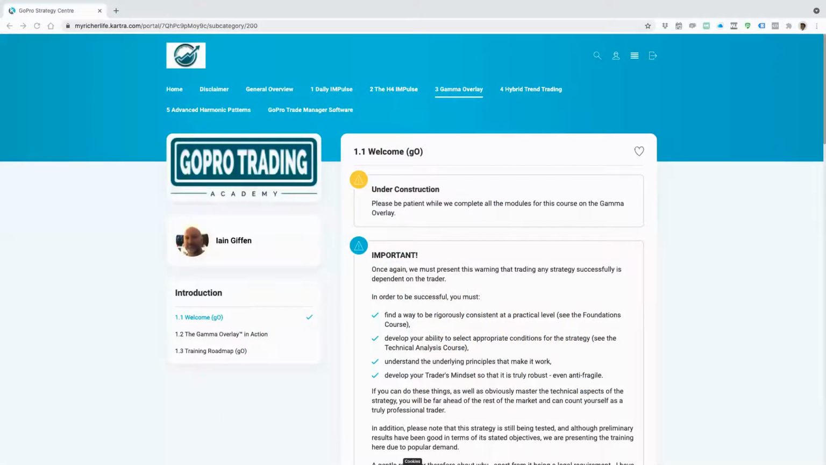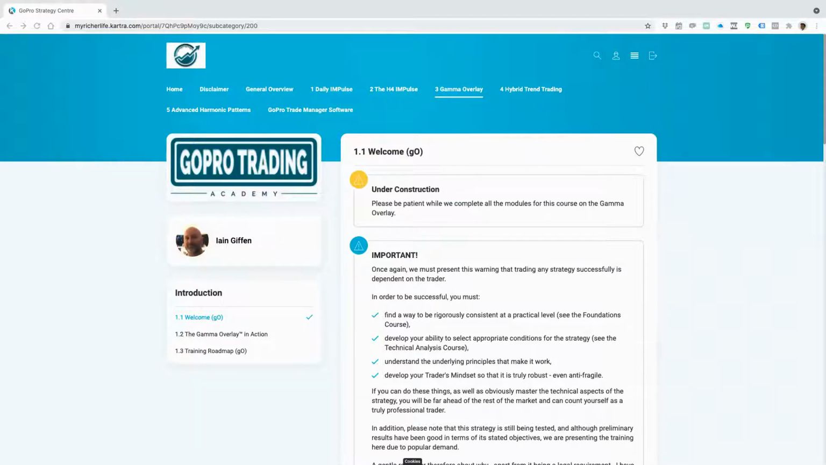Welcome to the latest training that we've got for you inside the Academy, which is for our newest strategy called the Gamma Overlay. I know a lot of you have been waiting for this, and today I'm going to be showing you the first part of how the strategy works, in particular focusing on the underlying concept that we use when looking to trade overlay strategies generally. Then delving into a bit more detail about the selection criteria and so on.